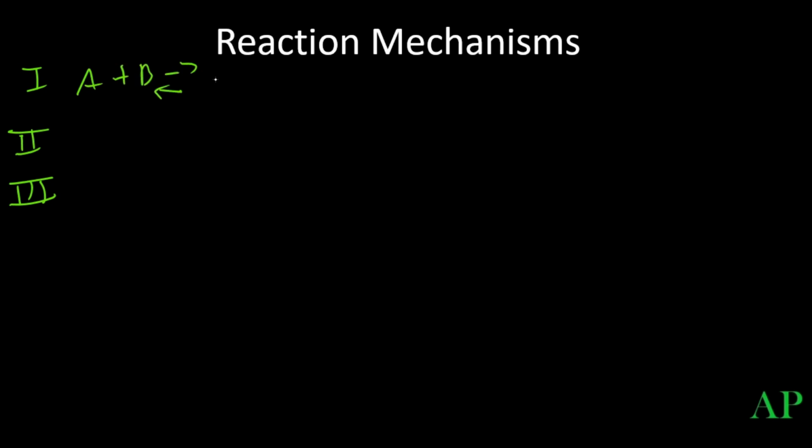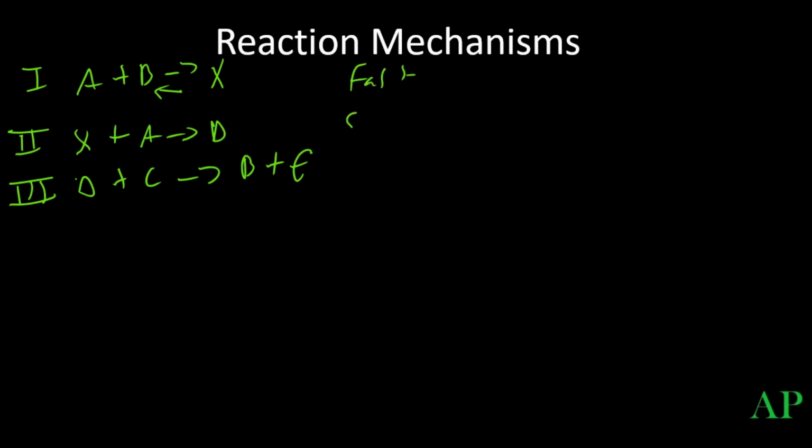So A plus B is going to be in equilibrium with X. X plus A will make D, and then D plus C will make B plus E. Then there may be words alongside here describing the speed. We'll get to what that means in a second.